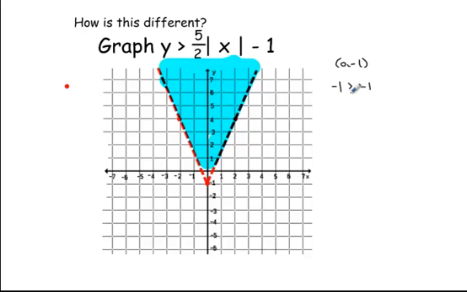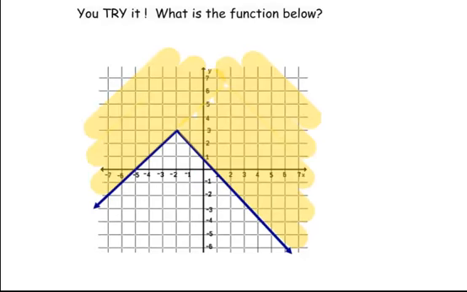So now that the inequality is non-inclusive, you need a convention to show that the boundary lines are not actually included. We make the lines dotted. So look out for that. If there are non-inclusive inequalities, dot the boundary lines. Okay, try this.